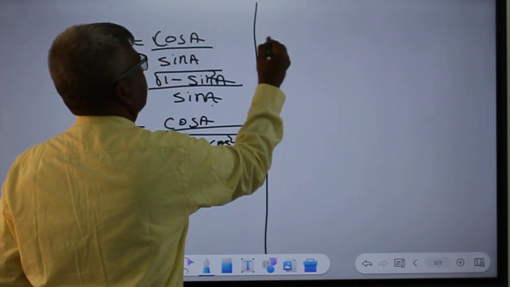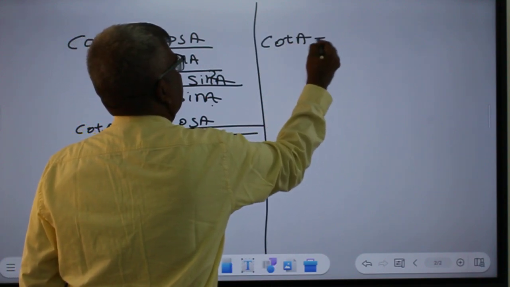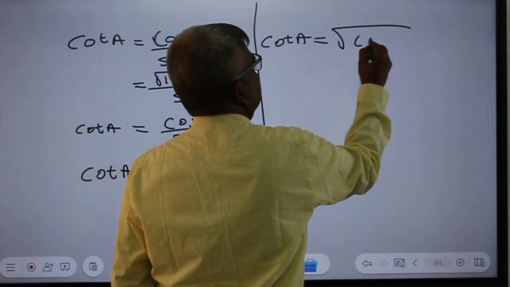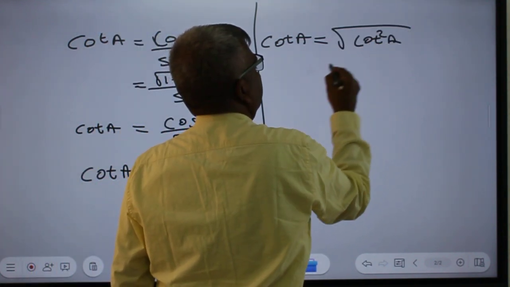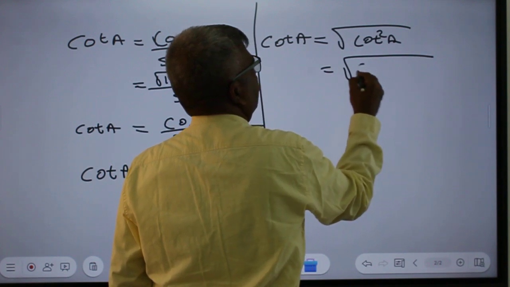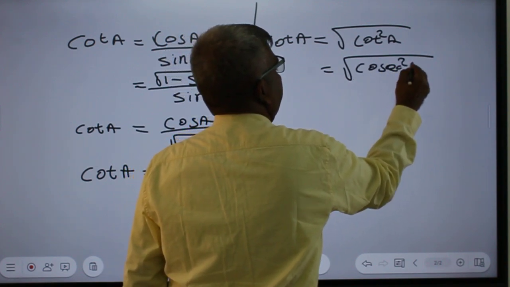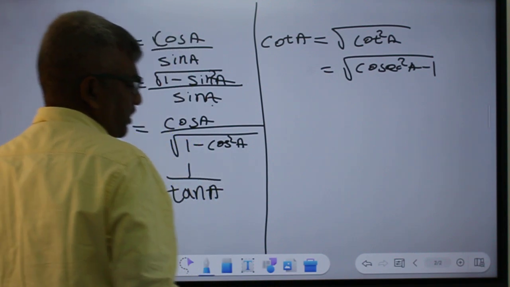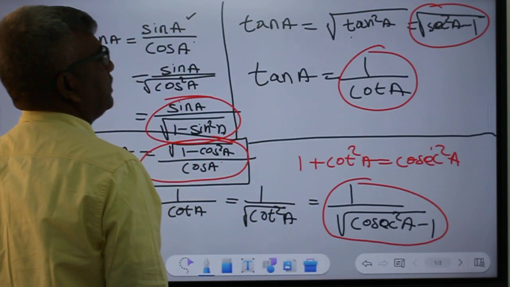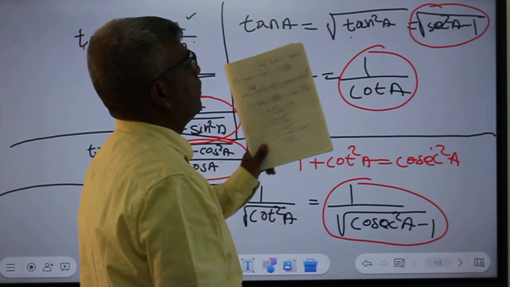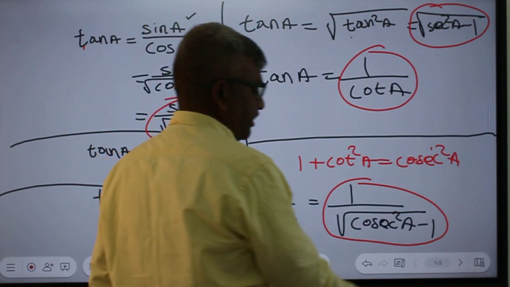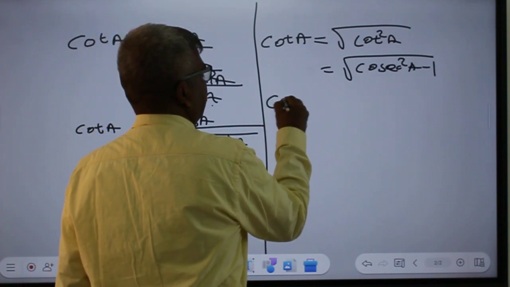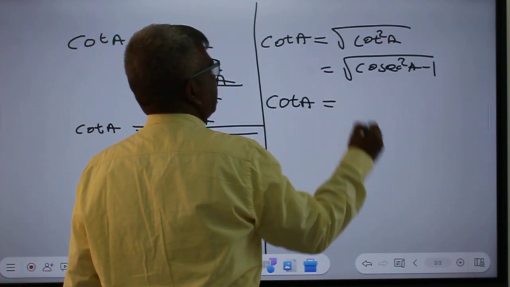As earlier we have done, I am going very quickly. Cot A is the square root of cot squared A, so cosecant squared A minus 1. Because 1 plus cot squared A is equal to cosecant squared A. Here you see it: 1 plus tan squared A equal to secant squared A, and 1 plus cot squared A equal to cosecant squared A.